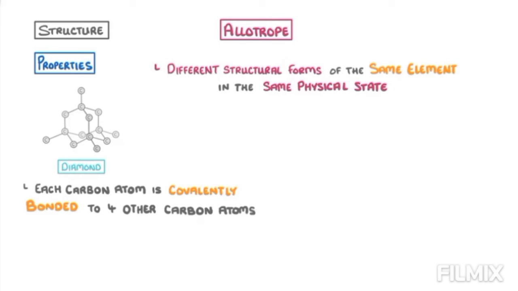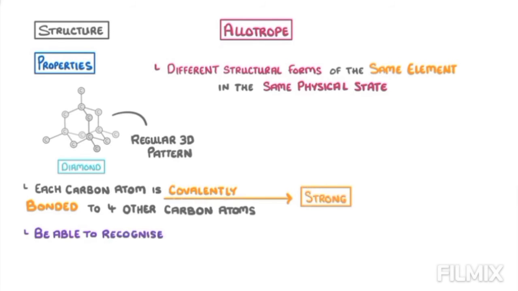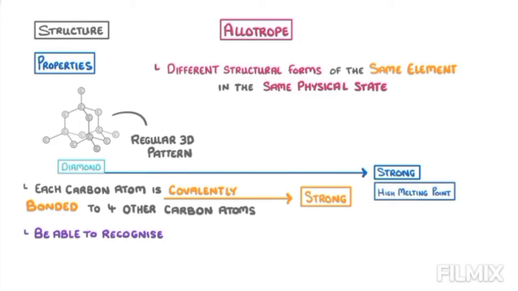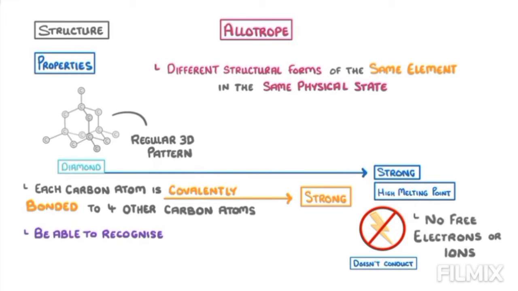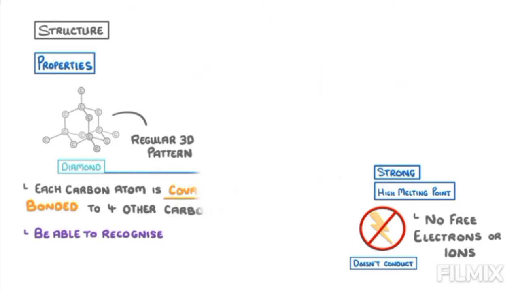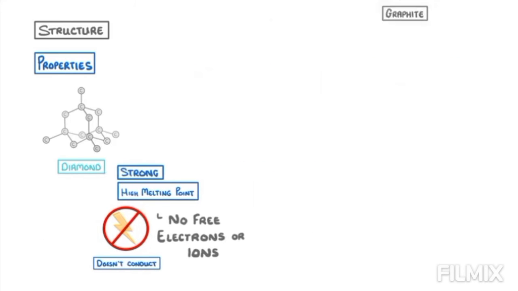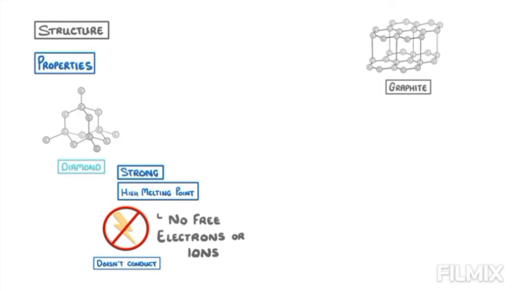In the case of diamond, each carbon atom is covalently bonded to 4 other carbon atoms, so it obtains a 3-dimensional pattern. Carbon has a valency of 4, and all 4 valencies are covalently bonded. The covalent bond is very strong, so diamond is very strong and hard in nature, and it has a high melting point. It does not conduct electricity since all 4 valencies are filled. No free electrons or ions are present in diamond, so it does not conduct electricity.